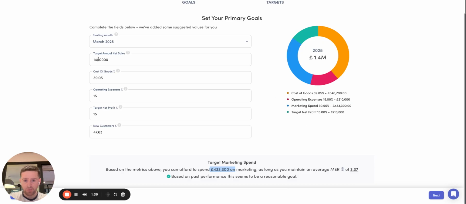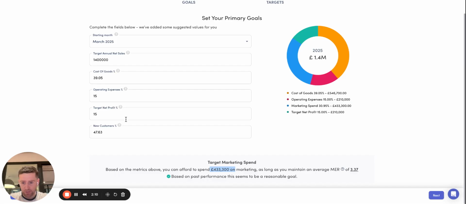So let's say we wanted to hit our 1.4 million target. StoreHero automatically pulls your fully loaded cost of goods, so product, packing, shipping, transaction, fulfillment, return costs, all of that, directly into the platform in real time. From there, we have our operating expenses, so really trying to understand the cost to keep the lights on for the business: staff costs, rent costs, agency fees, bringing all of that into the mix to factor in how much we can afford to spend.